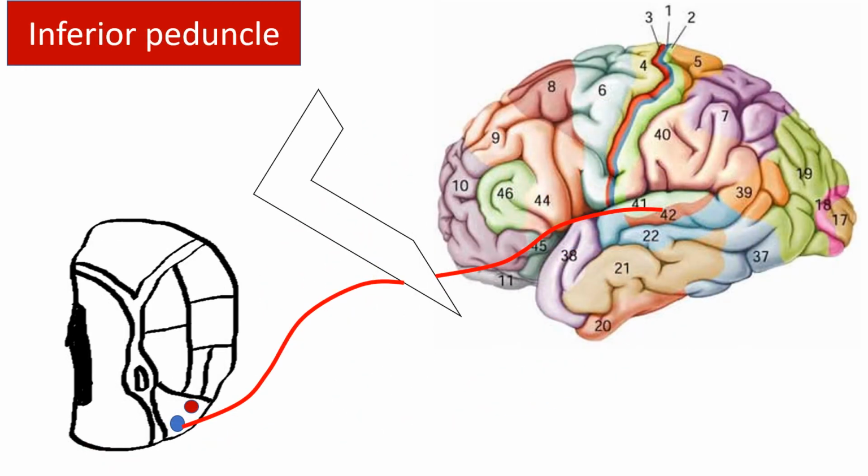And the last one is the inferior peduncle. The inferior peduncle is a narrow band which is coming from the medial geniculate body, and the fibers pass through the sublentiform part of the internal capsule and reach area number 41 and area number 42. That is about the connections between the cerebral cortex and the thalamus.